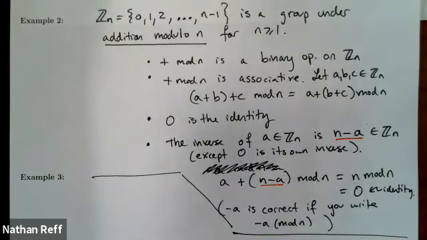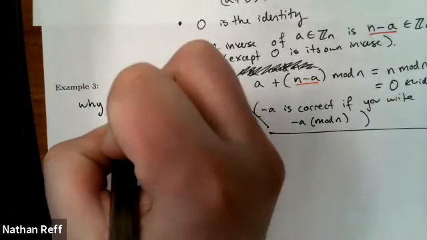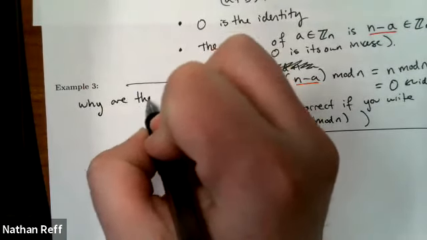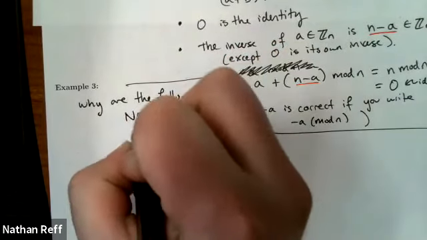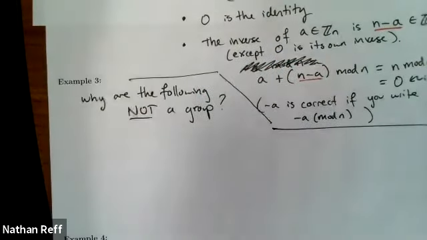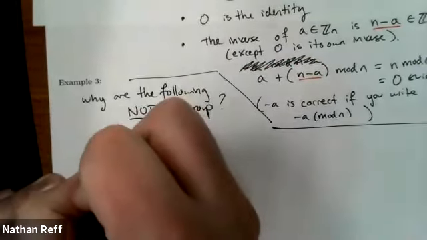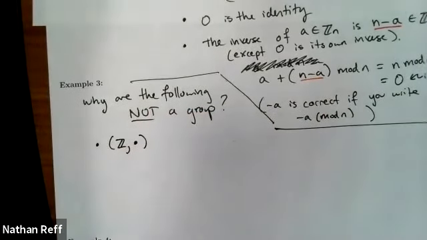Okay, so some other examples. Why are the following not a group? First thing, what if I said the integers under multiplication?